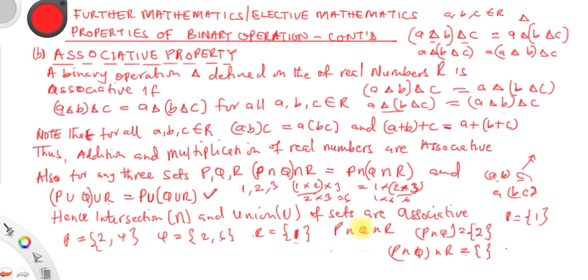In the same way, somebody can also find Q intersection R first. Then you come and combine. So what is Q intersection R? This is Q and R. You don't have any element that is common to both. So you get a null set.